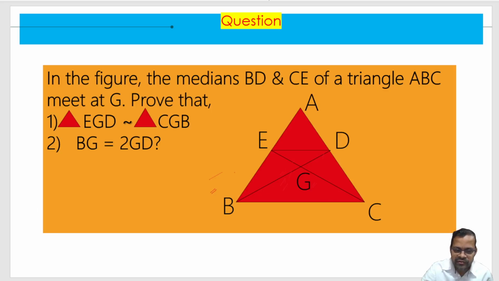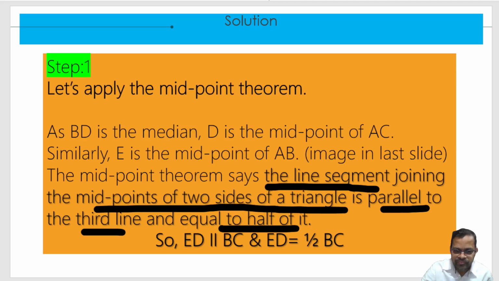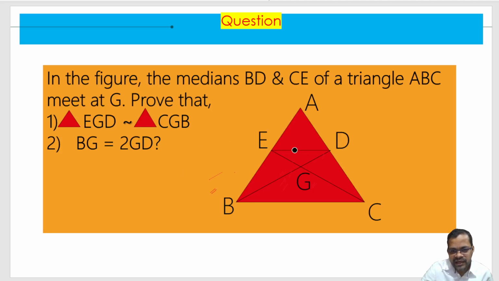Hope you remember that midpoint theorem. If you don't understand, please comment. We can take a session on that. And also, according to the midpoint theorem, ED is equal to half BC. It means this line segment ED is actually half of BC. Yes or not? ED is half of BC. Okay. So this is the midpoint theorem.